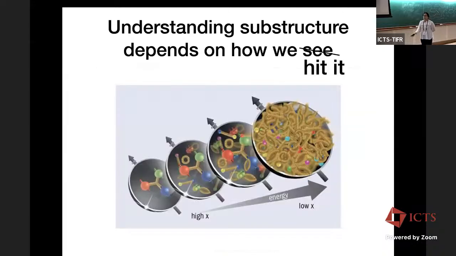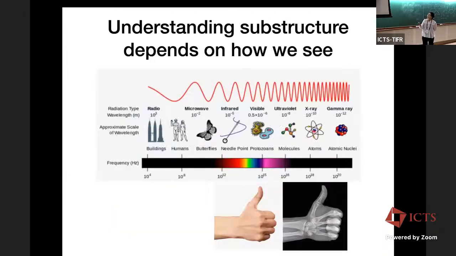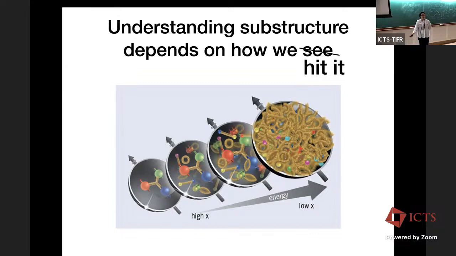So studying the substructure depends on how you see things, right? Similarly, for the hadron structure, it depends on how we see it, or in other words, how we hit it. Okay?